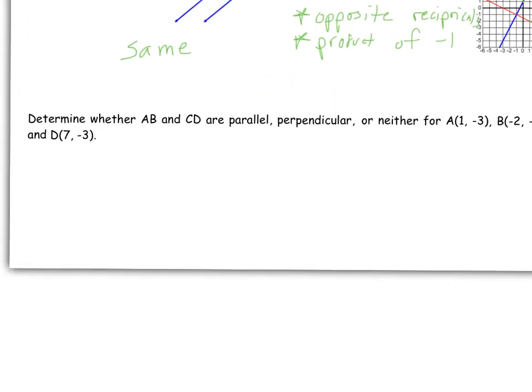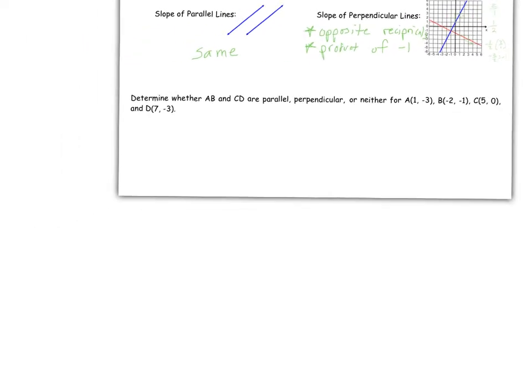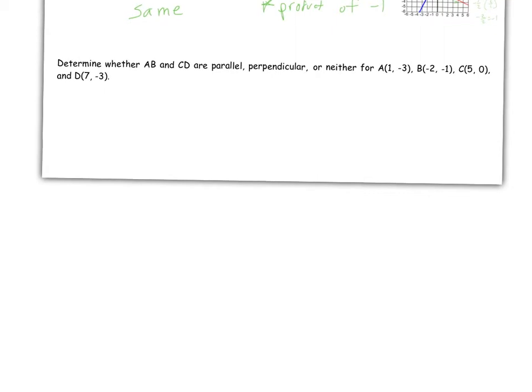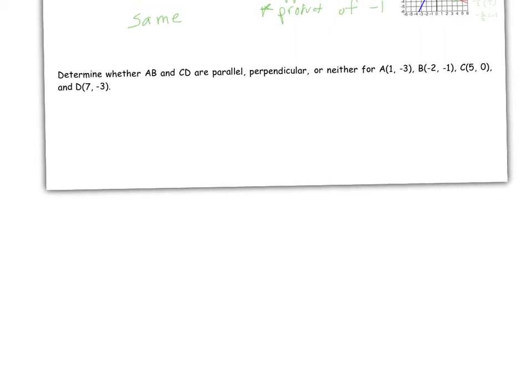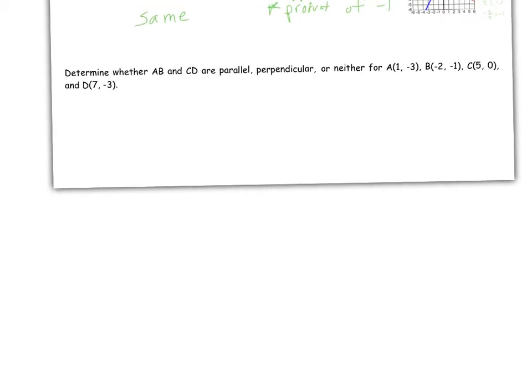Determine whether AB and CD are parallel, perpendicular, or neither. So they give us those points. What we have to do is take AB, find out what the slope is, then take CD, find out what the slope is, and then compare them to see if they're the same, if they're opposite reciprocals, and if they're not either of those, then they're neither parallel nor perpendicular.